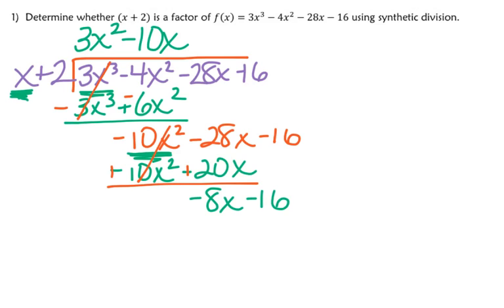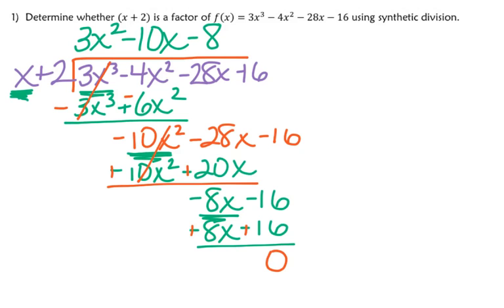So we're looking, what do I need to multiply x by to get negative 8x? And I would need to multiply it by a negative 8. And then I would multiply down. So negative 8 times x is negative 8x. Negative 8 times 2 is negative 16. I'm subtracting, so that becomes an addition, and that becomes an addition, and I get a remainder of 0. Now, what that tells me is, yes, x plus 2 is a factor, and x equals negative 2 would be a 0 or a root or a solution of this equation if it was set equal to 0.